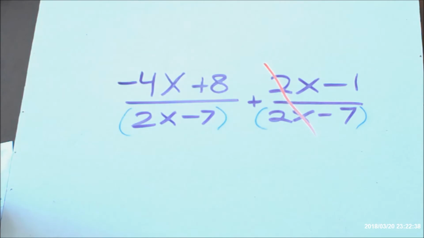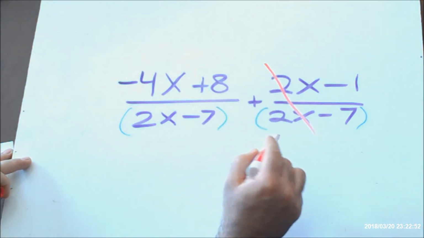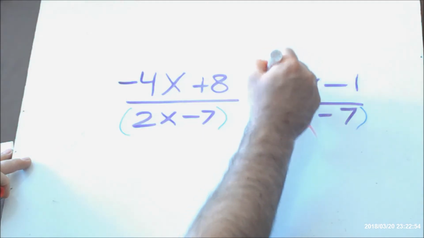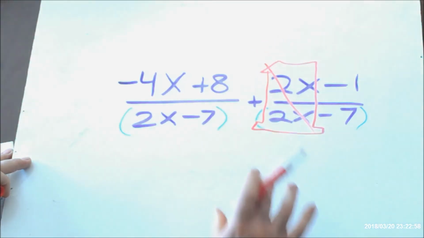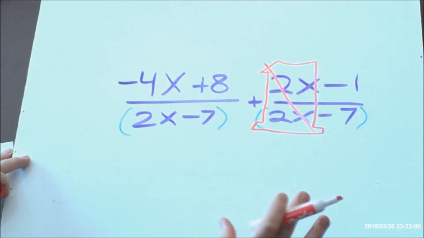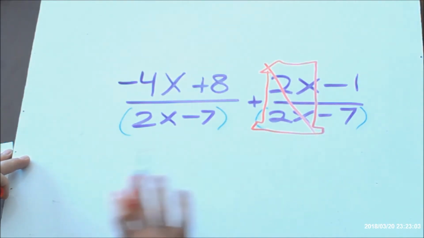You can't do this. The reason you can't do this is, remember, we can only change the way a fraction looks if it's being multiplied by 1. In this particular case here, we're subtracting 1. This big 1 that you see isn't really a big 1. I'm subtracting it, and when you subtract 1, it does actually change your fraction. So you can't do this.